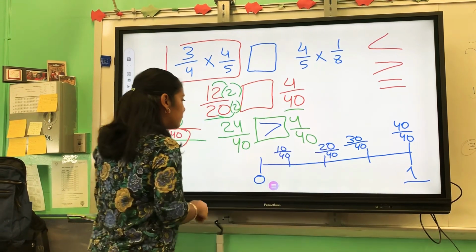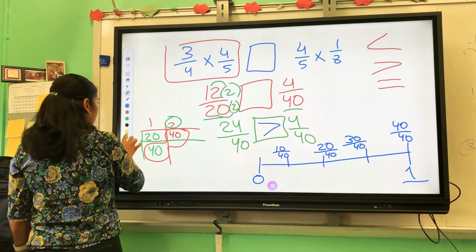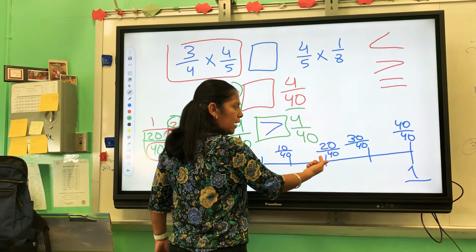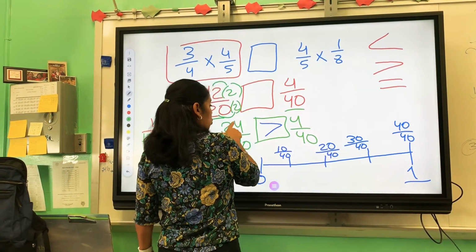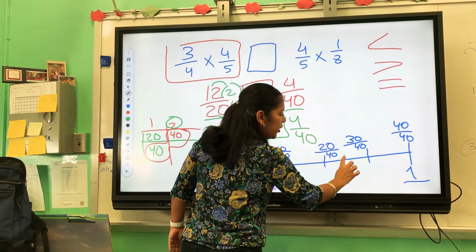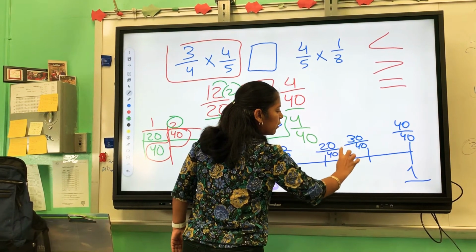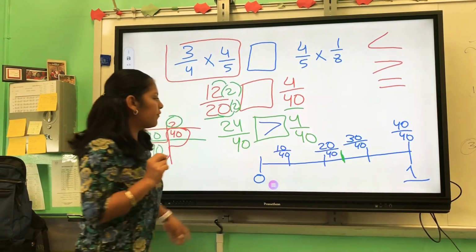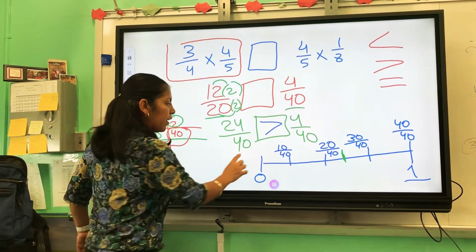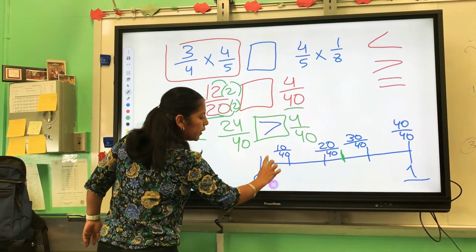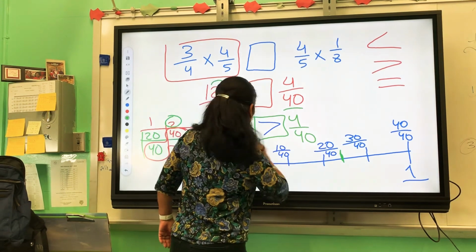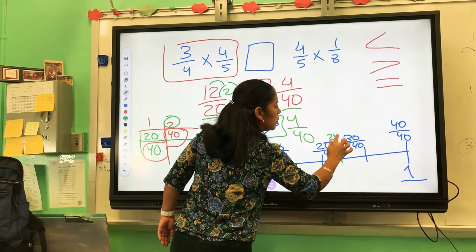Once I have that, I need to find out the 24/40. So if I know that here I have my 20/40, right? My 24/40 should be like around here. Isn't that right? Right here. And if I go back to my 4/40, it should be like around here. This will be my 4/40, and this here will be my 24/40.